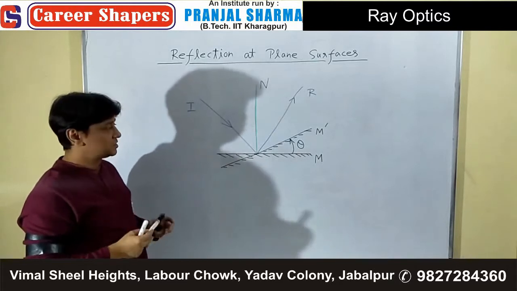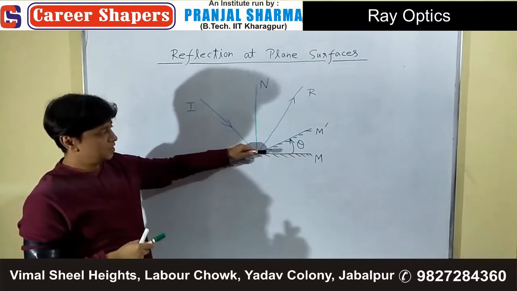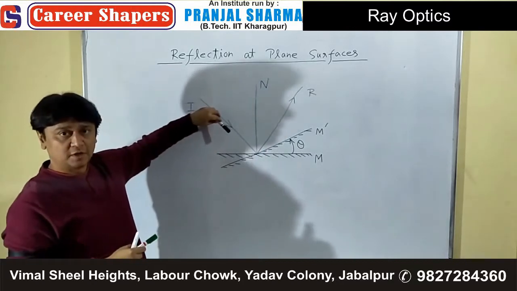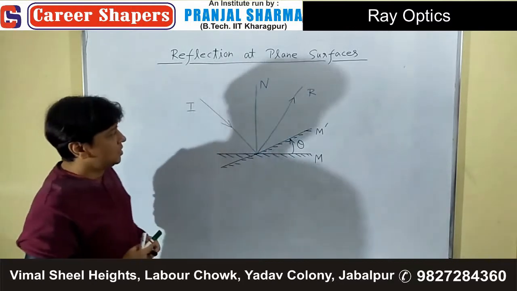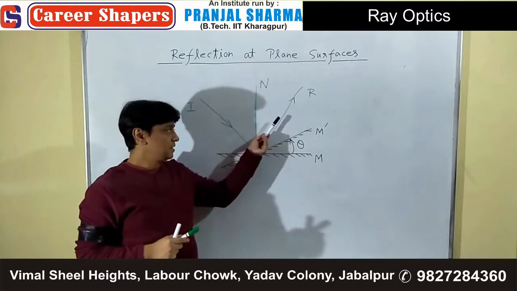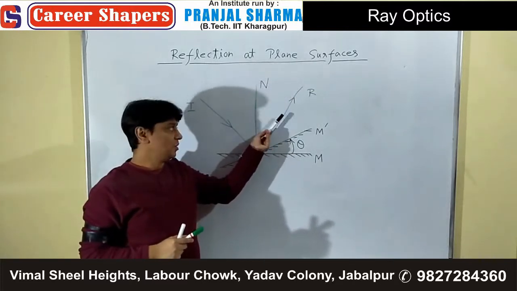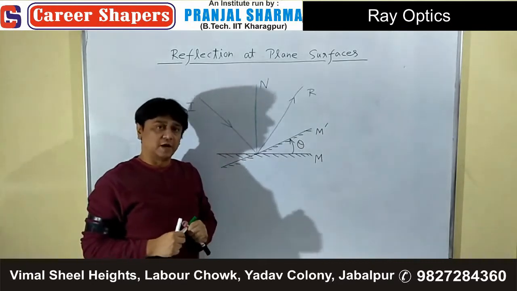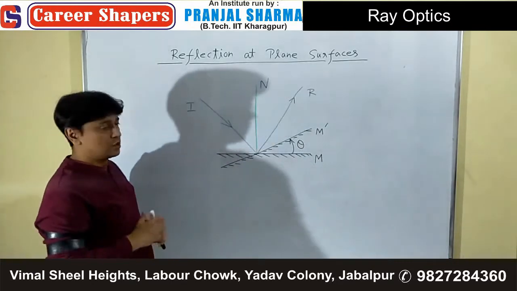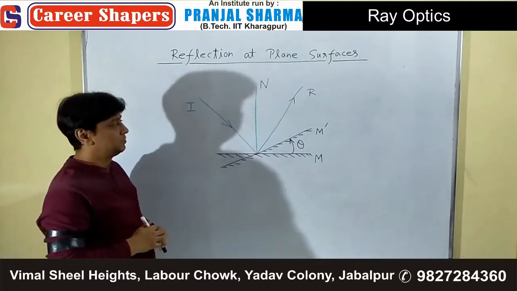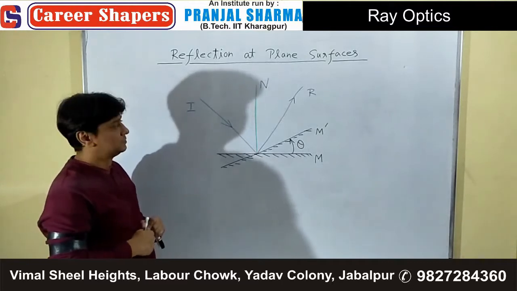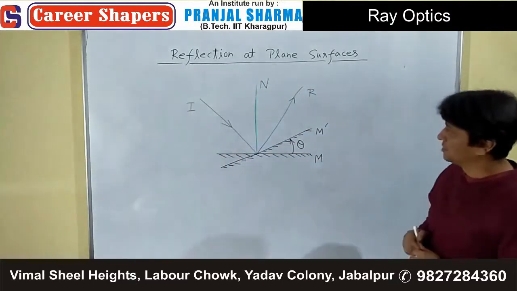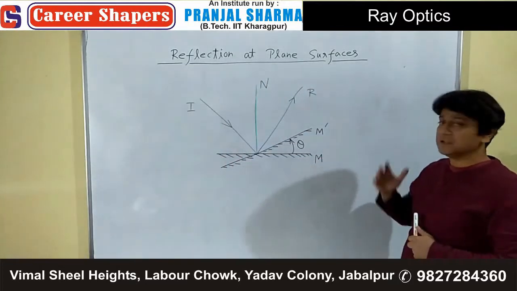When you rotate this mirror by an angle of theta, you're keeping your incident ray the same. The question is, what is the angular deviation of this reflected ray? You can pause the video at this stage and try to solve this. If you cannot, then come and take the hint and then see the solution.